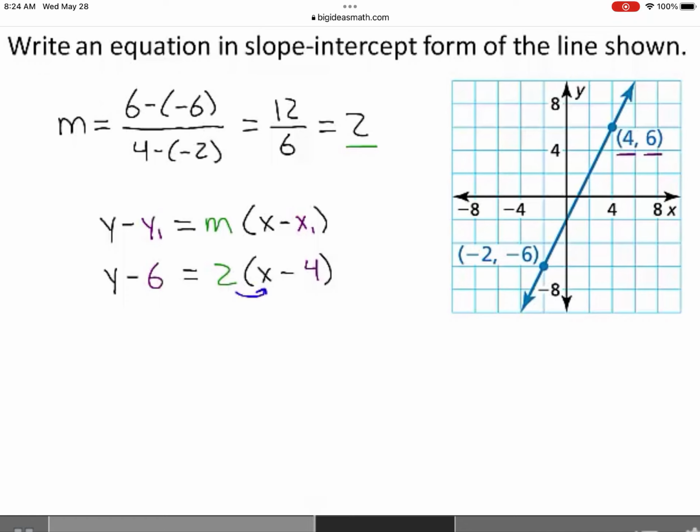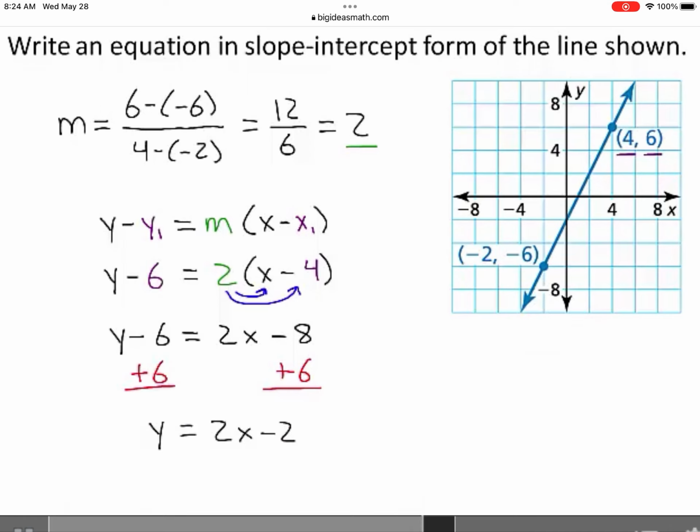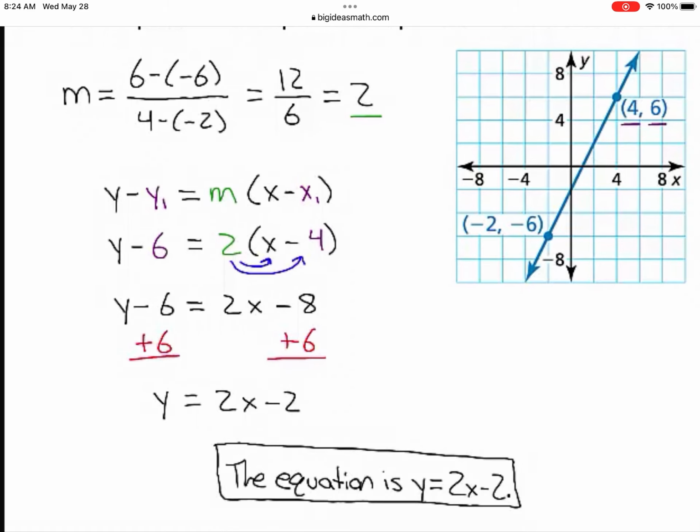Because 2 times x equals 2x and 2 times negative 4 equals negative 8, y minus 6 equals 2x minus 8. Next, add 6 to each side of the equation to write the equation in slope-intercept form. Because negative 6 plus 6 equals 0 and negative 8 plus 6 equals negative 2, y equals 2x minus 2. So the equation is y equals 2x minus 2.